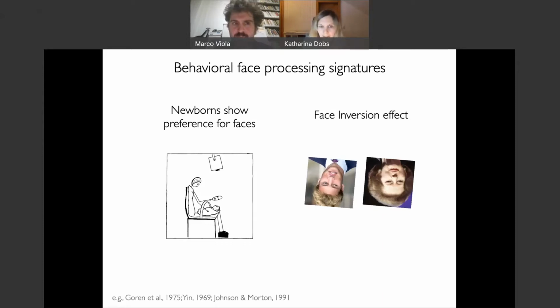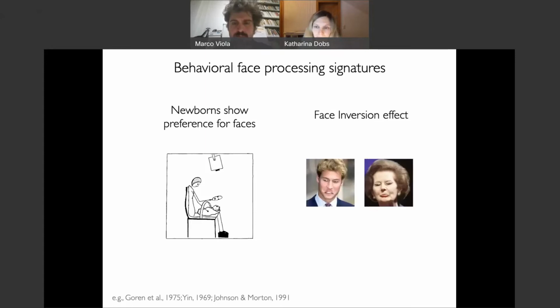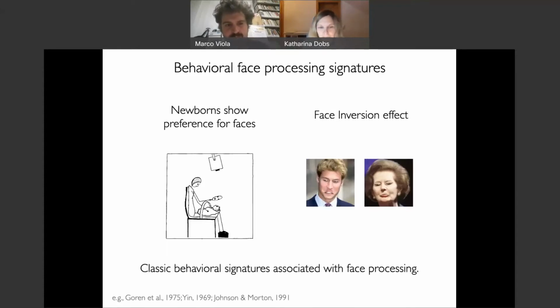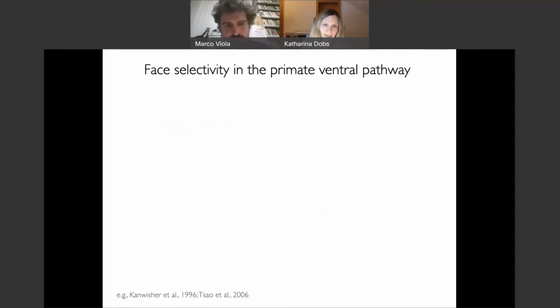But now when we rotate them, and these are the exact same images, you notice that there's something really off, right? That's just one of the classic effects showing that indeed there seems to be something optimized for us to process upright, not so much inverted faces. So the classic behavioral signatures associated with face processing, these are just a few examples. And now there are also more findings in terms of the neural system, or what's going on in the brain.